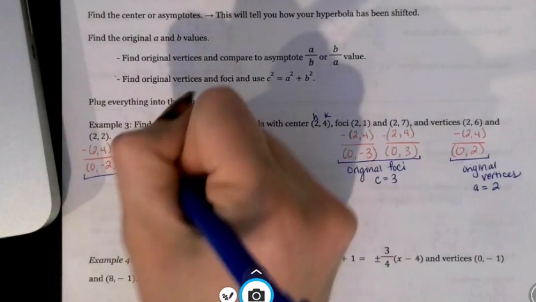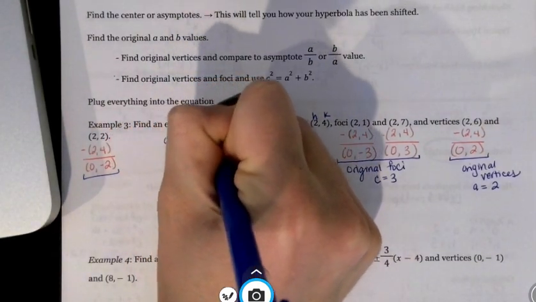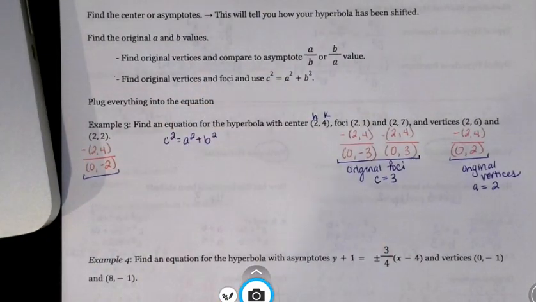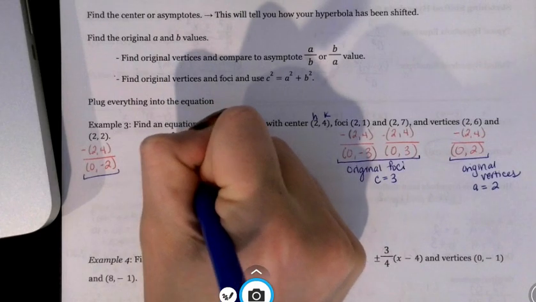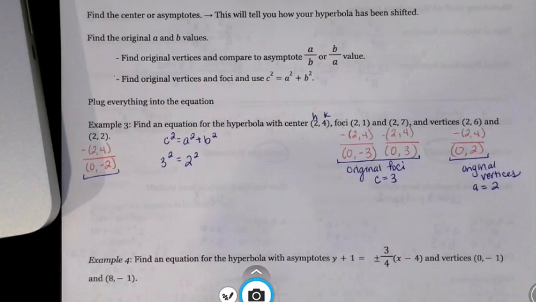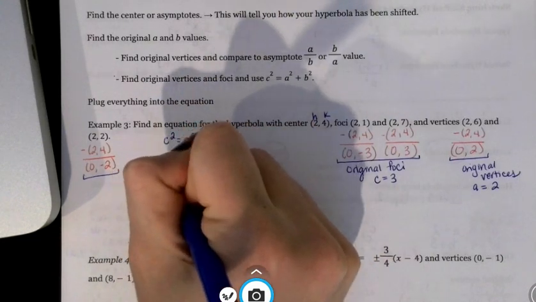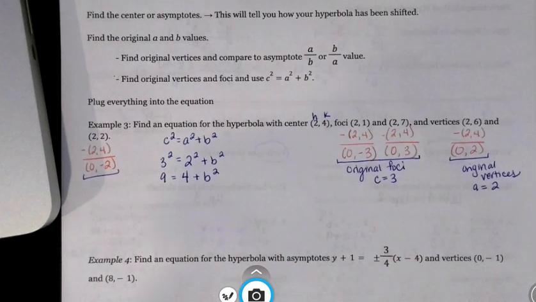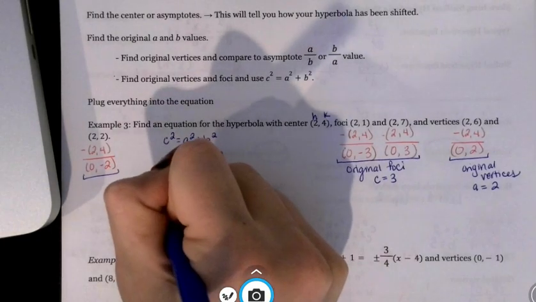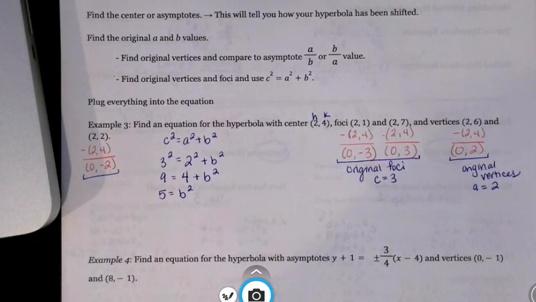So I am going to use C squared equals A squared plus B squared, and I'm going to plug in what I know. I know C is 3, so I have 3 squared equals A is 2, so 2 squared plus B squared. 3 squared is 9, 2 squared is 4. And then when I subtract 4 on both sides, I get 5 equals B squared.